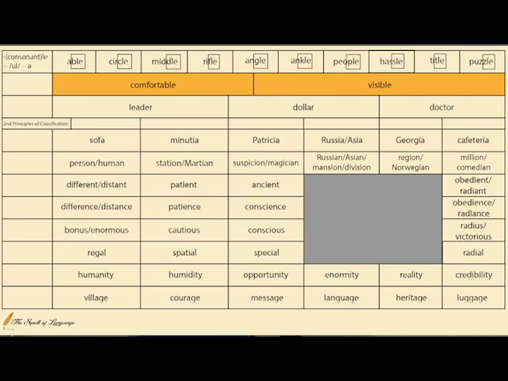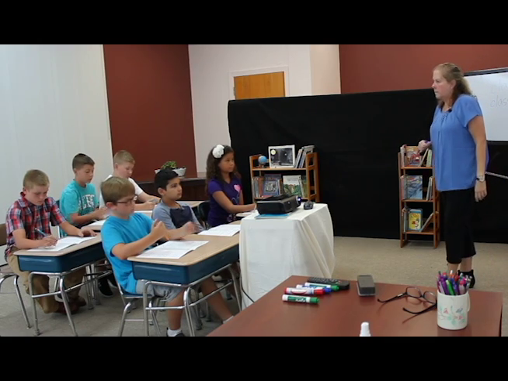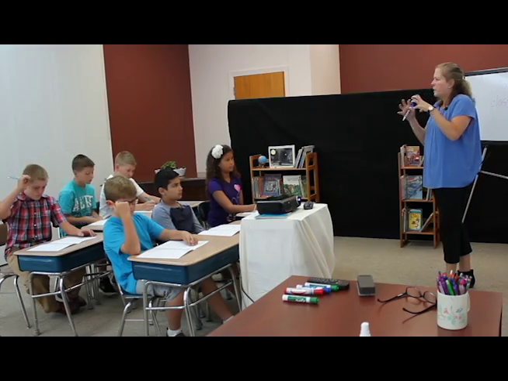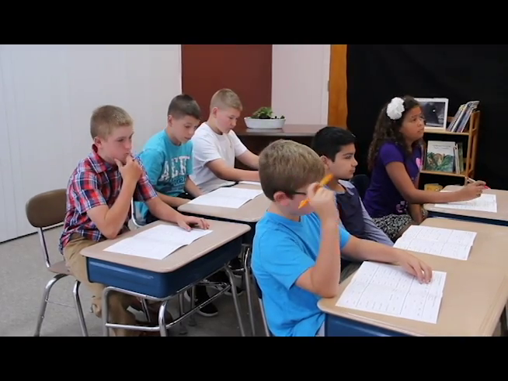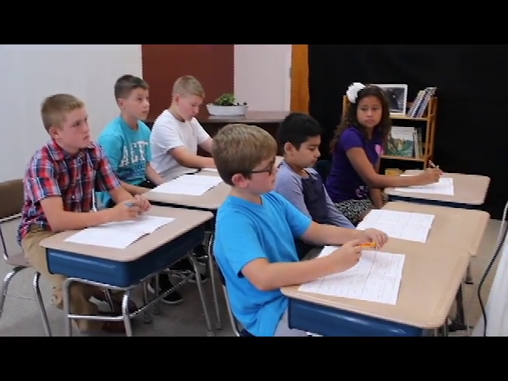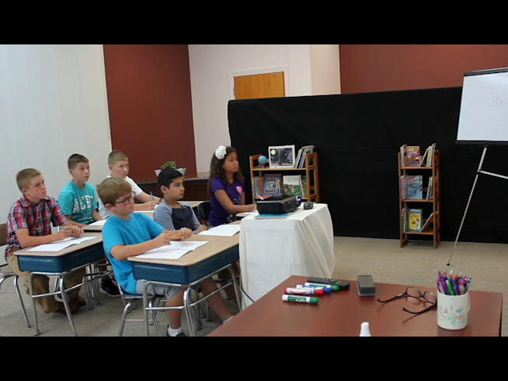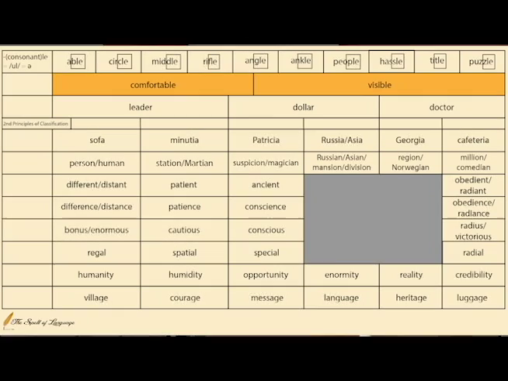Comfortable. Visible. What do those words have in common? Why are those two words grouped together? Jack? Yeah, B-L-E at the end. They have a consonant LE at the end, BLE. But there's something, you're absolutely right, and there's something that makes them different from these consonant LEs.